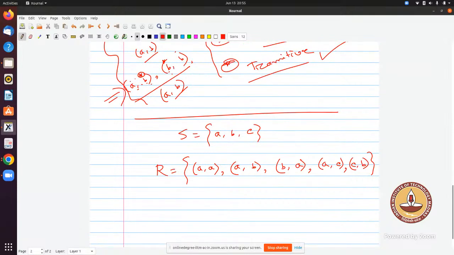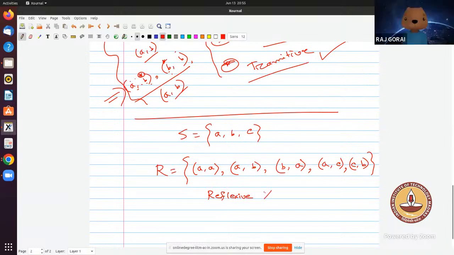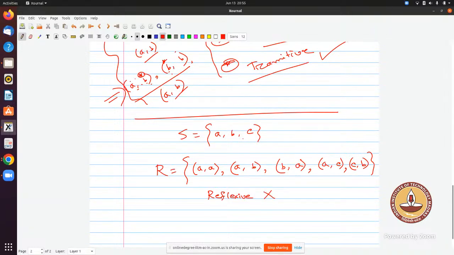Okay, now let's talk about this. First of all, tell me, is it reflexive? That checking is easy. No, sir, it is not reflexive, because B comma B and C comma C are not there. Okay, understood. Is it symmetric? No, sir. C comma A is not there, and B comma C is not there. So it is not symmetric.